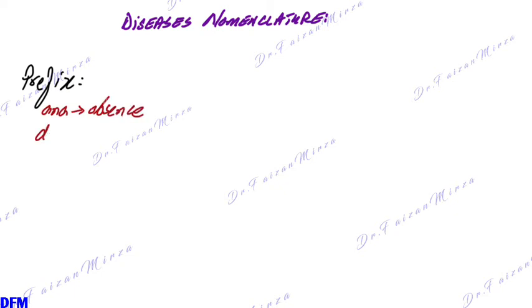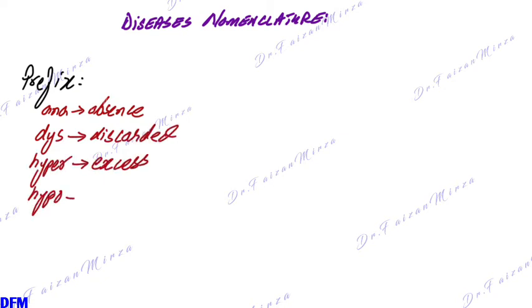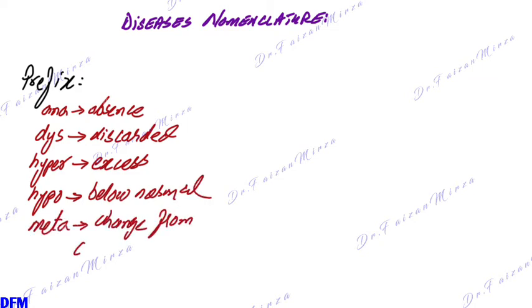Disease nomenclature is also used to state what a particular word actually means. For example, prefixes and suffixes can be added to certain terms to add a certain feature to that term. A prefix is the letters which are added before a term. So ana means absence, dis means discarded, hyper would be used for excess, and hypo would be used for below normal. Meta would refer to change from one form or state to another.